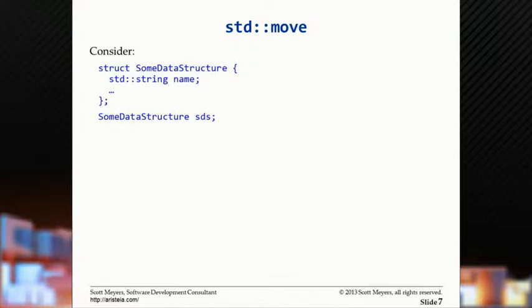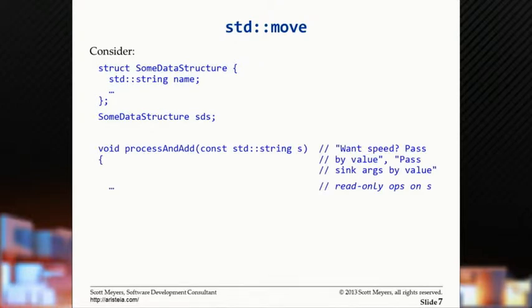So let us suppose that I have some data structure, which I've cleverly called SomeDataStructure. And inside the data structure, I have a string data member. And then I have some variable of type SomeDataStructure, SDS. So SDS is just an object that has a string inside of it. That's all it is. And now I decide I need to write a function which is going to take a string. It's going to do some processing on the string. And then when it's done with the string, it's going to add it to some data structure.